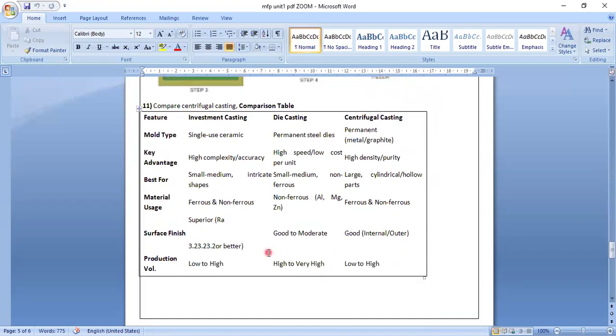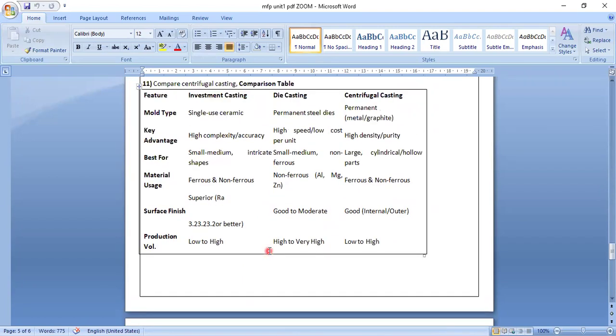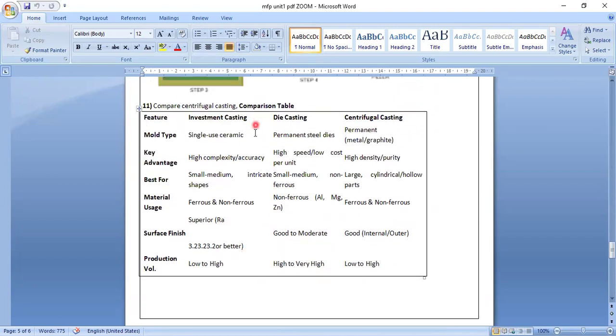Last question, I think. Compare centrifugal casting, investment casting and die casting. Three are there. Investment casting uses single-use ceramics. Die casting uses permanent steel dies. Centrifugal casting uses permanent metal or graphite molds. In die casting the metal is injected; in centrifugal casting the mold is rotated round and round.